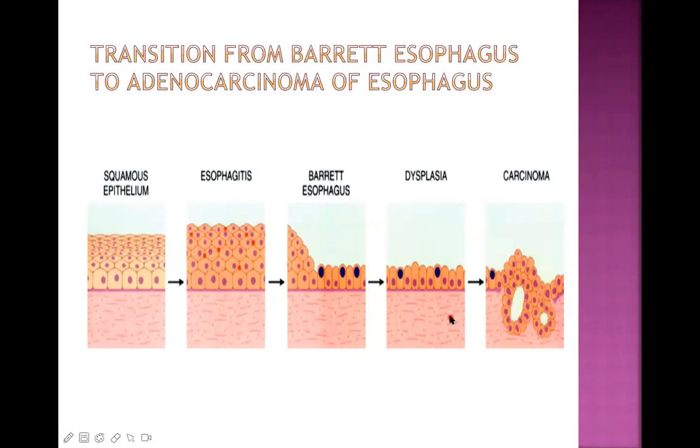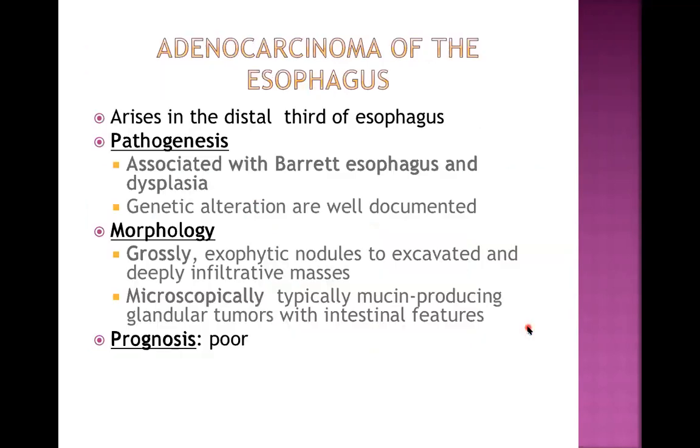And one important point is, these are gland forming cells. That's why we call them adenocarcinoma. Adenocarcinoma means they form glands. Now, genetic alterations are well documented in adenocarcinoma. It means the people are already genetically predisposed, though we don't know which genes those are, but they are speculated.